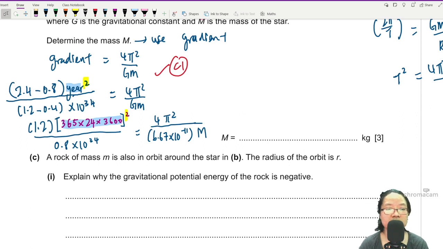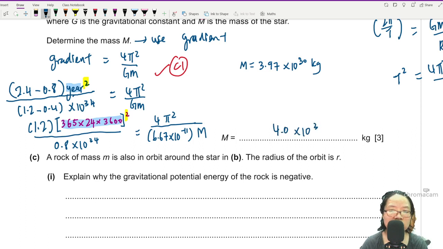Pressing like this means you don't have to keep copying all these very weird looking numbers and spend a lot of time here. So I'll write down the final form. This will be 3.97 times 10 to the power of 30 kg. Of course, you can round it to 2SF, so this will be 4.0 times 10 to the power of 30. Okay, this is not CIE's mark scheme. This is where I think the marks should be.